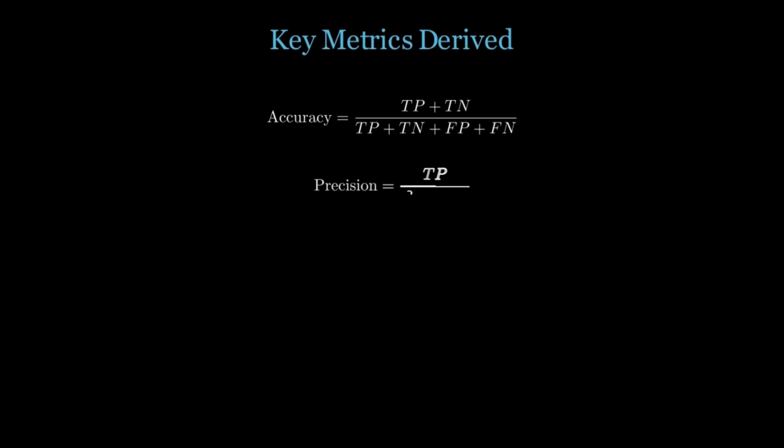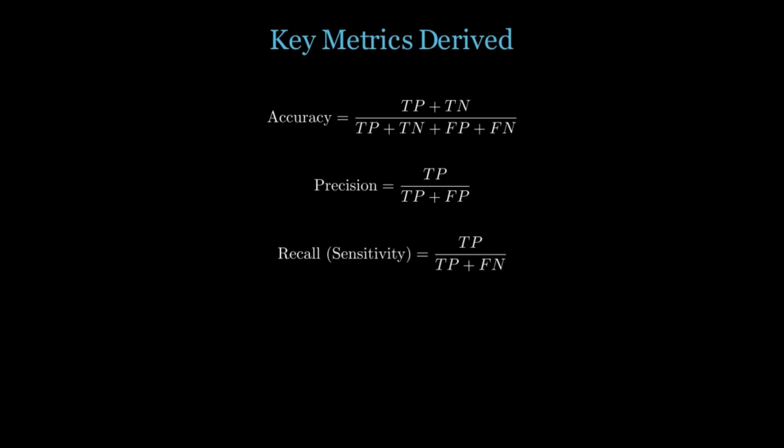That brings us to precision. Precision focuses purely on your positive predictions. It is calculated by taking your true positives and dividing them by all the positive guesses your model made, including the false ones. In plain terms, when a model claims something is positive, how often is it actually correct? You want high precision when the cost of a false alarm is high, like a spam filter that accidentally blocks an important work email.